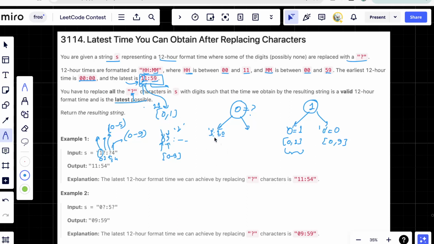So you have to check at the 1th index, what are the values present? If it is 1 or 0, then I can simply replace it with a 1, right? Otherwise, I have to replace it with a 0.